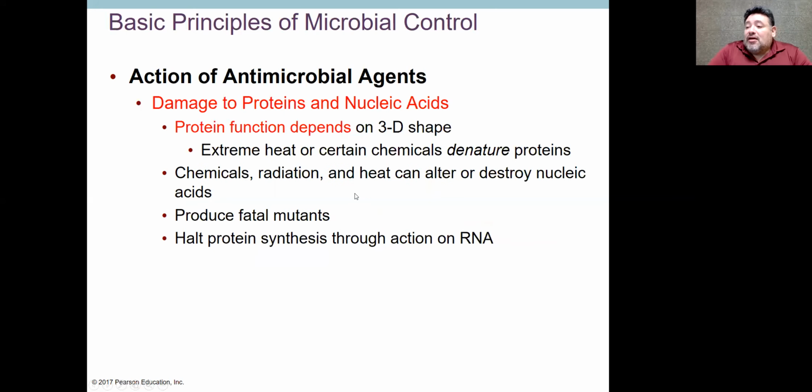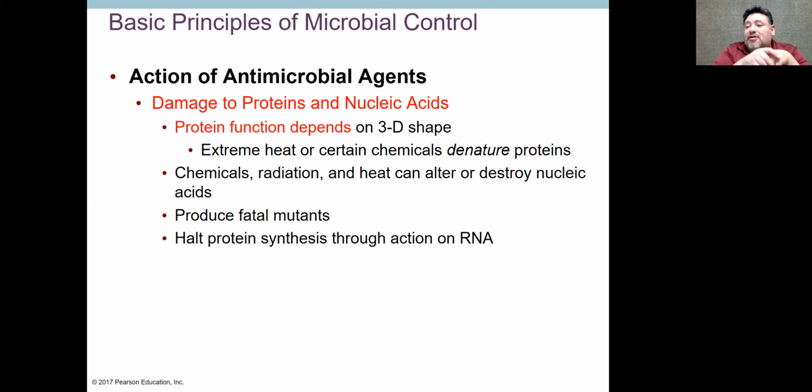Let's see. So antimicrobial agents, okay. We're going to talk about these agents more in depth pretty soon, okay. So we're just kind of touching on them a little bit this time. And so the reason I'm telling you this is because this happens to be one mode of action for antimicrobial agents. There's many, many more.